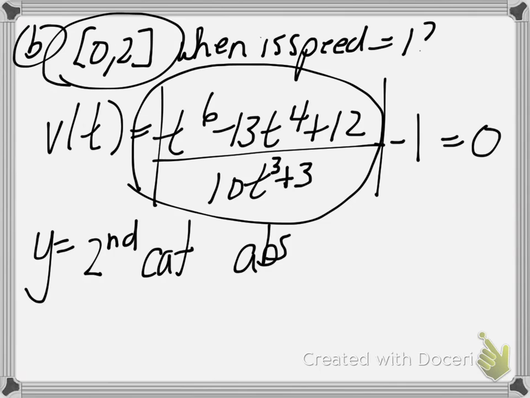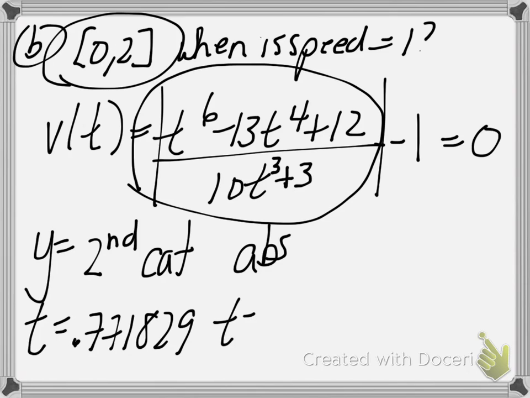Set your window from 0 to 2, and then you're going to do second calc and 0 to see where it is at the x-axis, and it should hit it at 2 places. It will hit it at 0.771829, and it will hit it at 1.400556. Okay, so what were the point values for this? Here, let me erase this so I can show you.